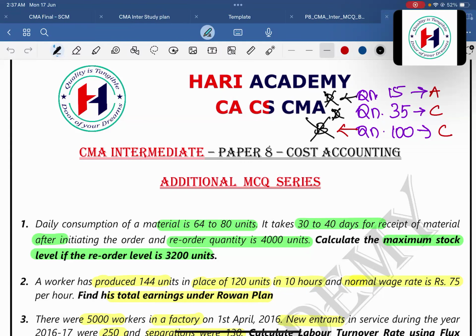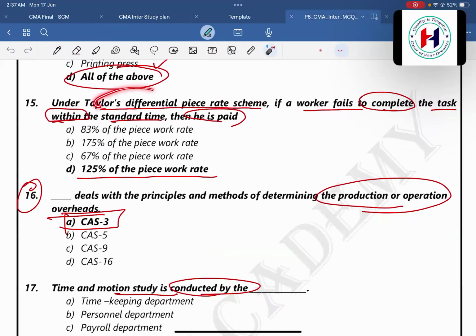Here I just want to give you a quick clarity for the 200 MCQ series we have done for costing. Question number 5, there is a slight change in the answer. It is option A. You will see that under Taylor differential plan, he is paid only 83% of the piecework rate. It is a book bag we have done.